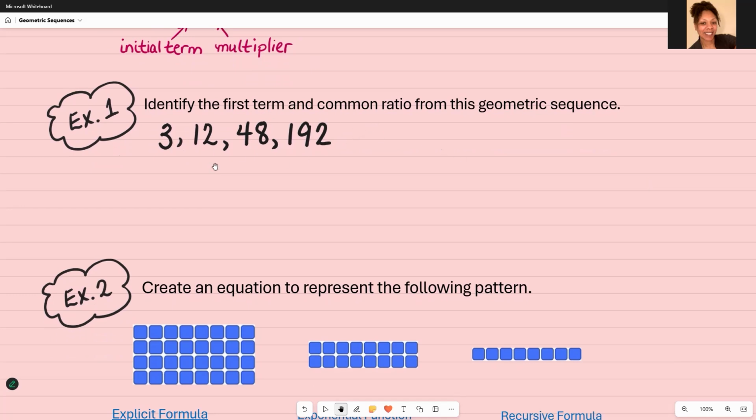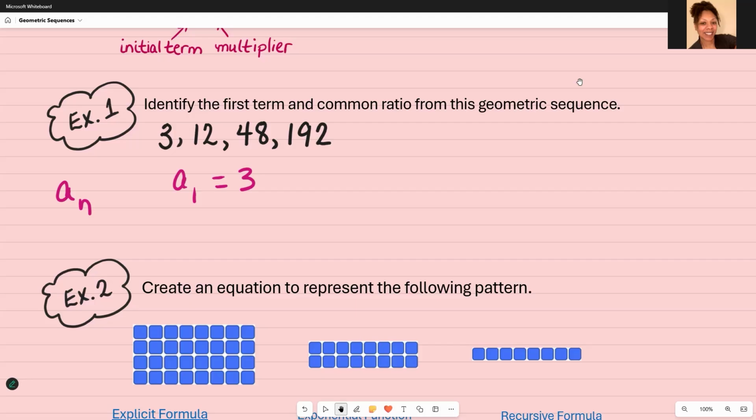In this first example, we are identifying the first term as well as the common ratio from this geometric sequence. The first term is, as it states, the first number that you see. It's going to be 3. When you're identifying that, it is shown as A sub 1. Normally you will see A sub n, and n just represents the term number.